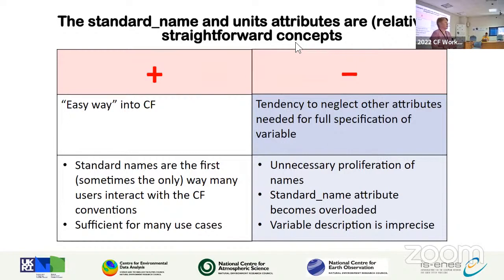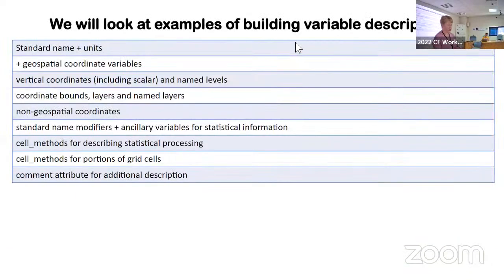And it can also lead to the standard name attribute becoming very overloaded. People want to write very, very long standard names, describe absolutely everything about their variable. I describe it as using the standard name as a metadata dustbin. Sort of, I don't know where to put this bit of metadata, I'm going to stick it in the standard name. And that's quite a temptation for new users. And actually doing it that way means you have less clear and less precise and less easy to use variable descriptions than if you were to use some of the other attributes in CF metadata. That's really the take-home message from my talk today. So I'm going to look at some examples.